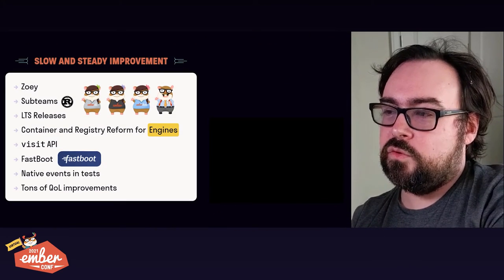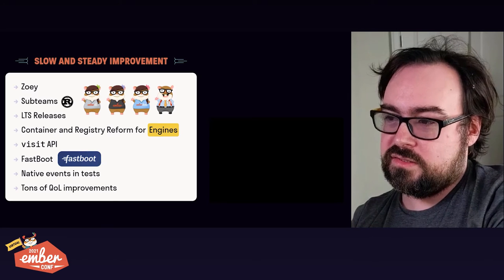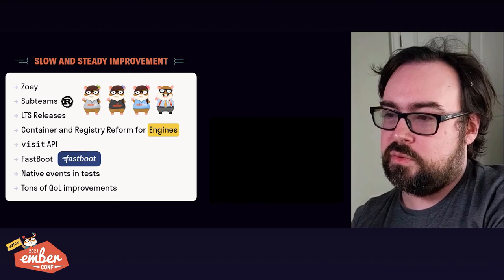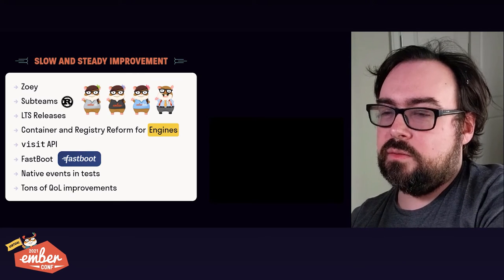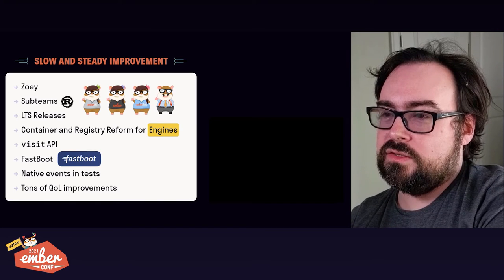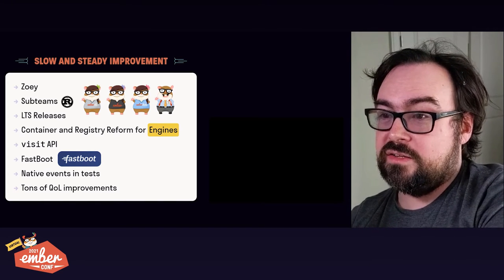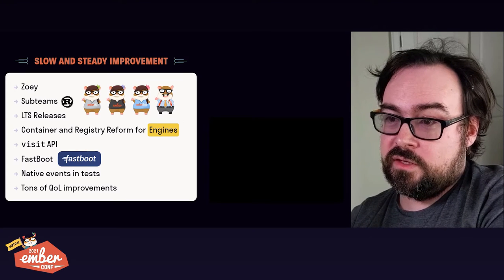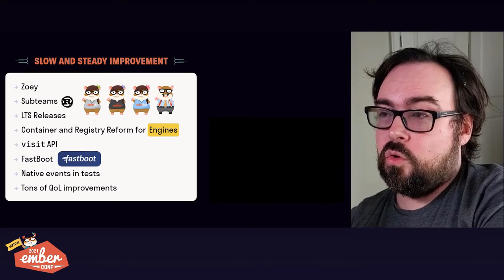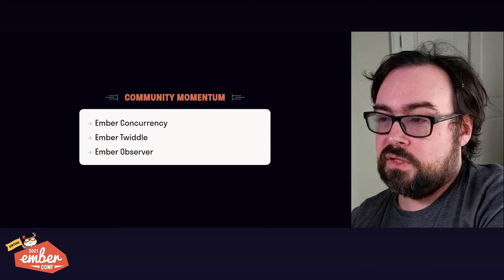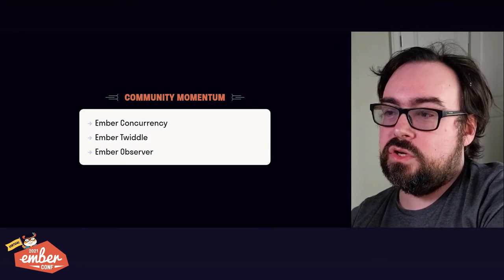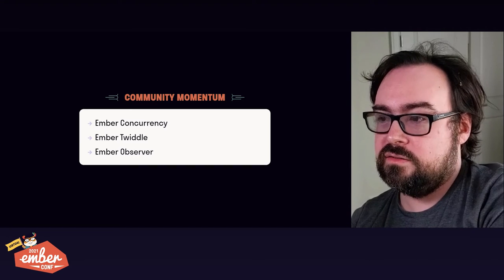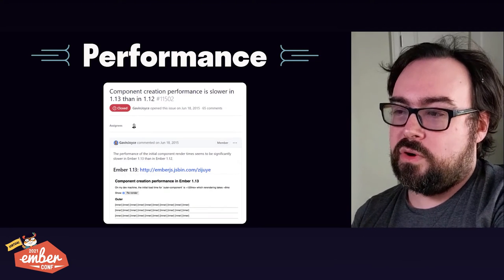So for the first half of the 2x series, we basically repeated the process, plus improvements to the release process. We added subteams based on the Rust team's experience. We added a new mascot in Zoe. We landed LTS releases. We got some features done, and we just did a whole bunch of quality of life improvements. And the thing is, it worked. The community was able to build on a stable foundation. Things were trending in the right direction, but we had one more problem.